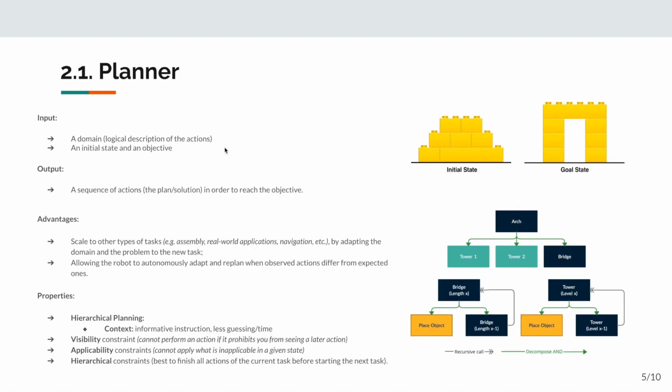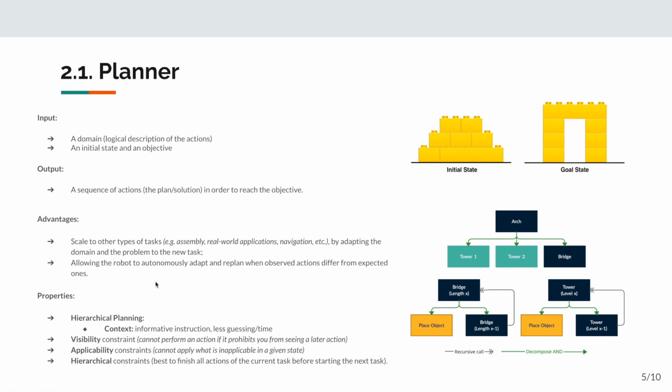The planner takes in the logical description of the actions, an initial state, and an objective, and it gives out, when possible, a sequence of actions to reach this objective. Using a planner helps us adapt the domain and problem to any given task, and it allows the robot to replan and adapt to unexpected events.